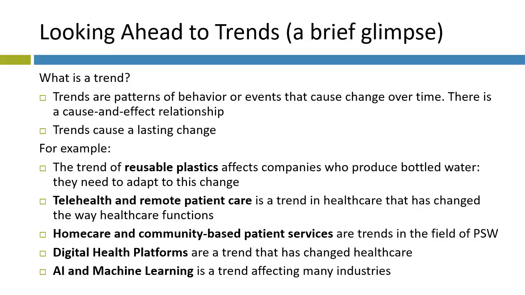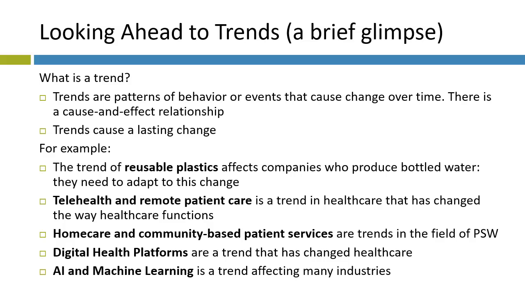Trends are patterns of behavior or patterns of events that cause change over time. One thing that is characteristic of every trend is that there is a cause and effect relationship. Something has caused the trend to occur, and the trend itself has downstream effects. By definition, a trend causes a lasting change. Things don't just happen momentarily and go back to the way they were, but we're talking about lasting changes.